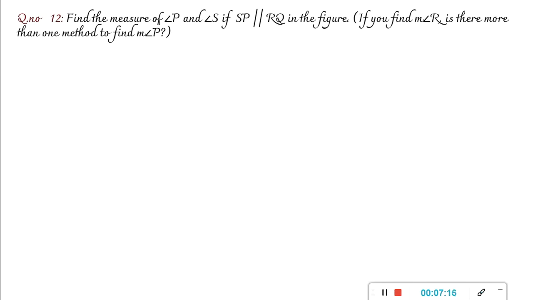Find the measure of angle P and angle S if SP parallel RQ in the figure. If you find measure angle R, is there more than one method to find measure angle P? Means you have to show two methods of finding measure angle P. Okay. So here measure angle Q is given 130 degree, isn't it? And R is given as 90 degree.